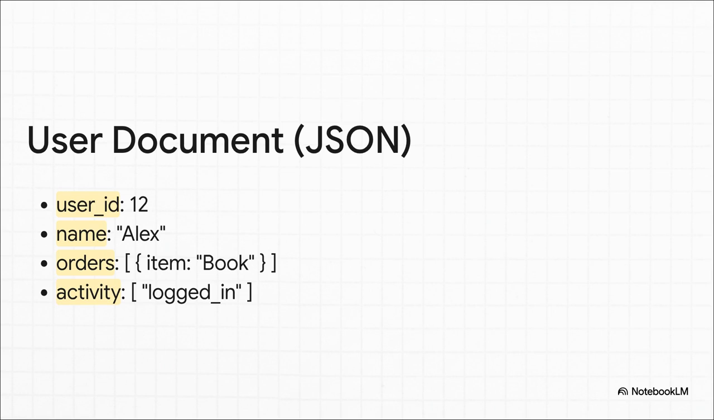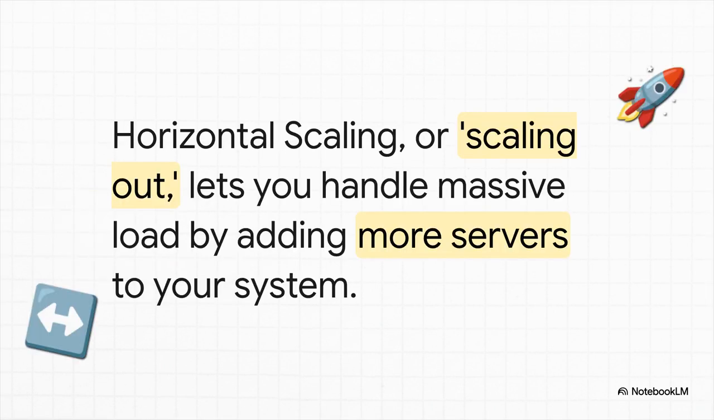This design is just optimized for pure speed. You can grab everything you need about a user in one single lightning-fast operation. And NoSQL has its other superpower too. It's called horizontal scaling, or scaling out. So instead of buying one bigger, more expensive, more powerful server, you just add more cheap, regular servers to your cluster. This makes it insanely effective for handling just unbelievable amounts of data, the kind of stuff you see in big data applications or massive real-time systems.